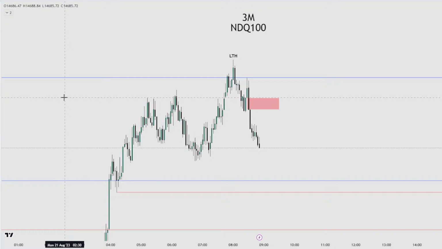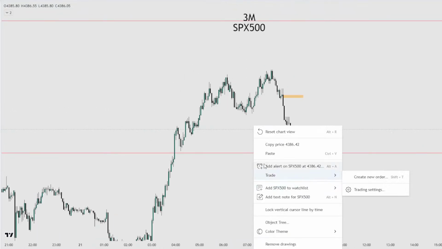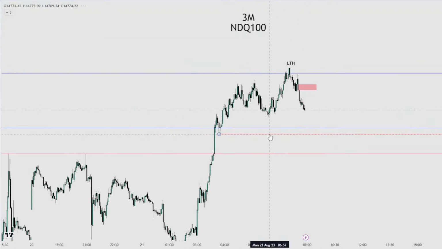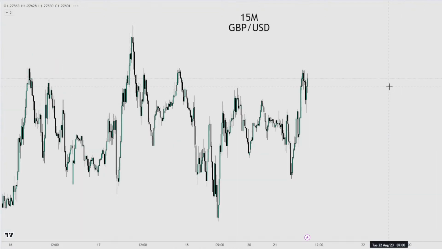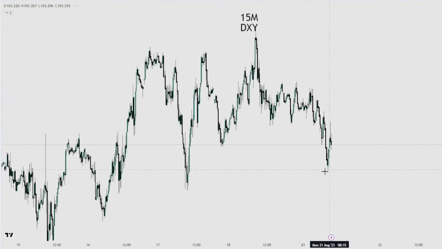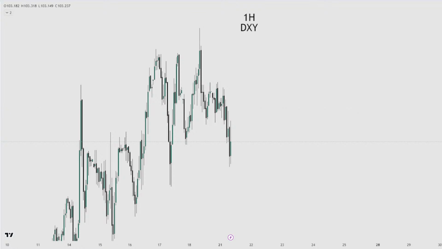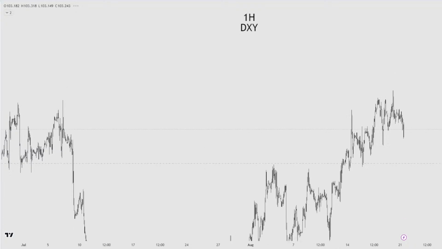Especially Mondays, SPX was choppy. Dollar just swept liquidity on Friday. There's nothing in SPX either, similar to Nasdaq. Dollar is just so choppy as well. Let me check. Dollar 1 hour looks choppy, and the 4 hour as well, nothing really good. I don't know.